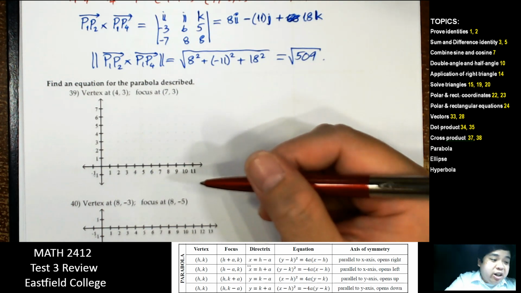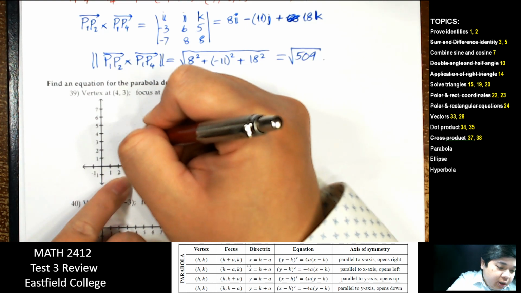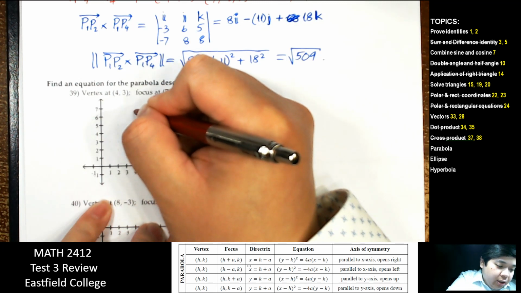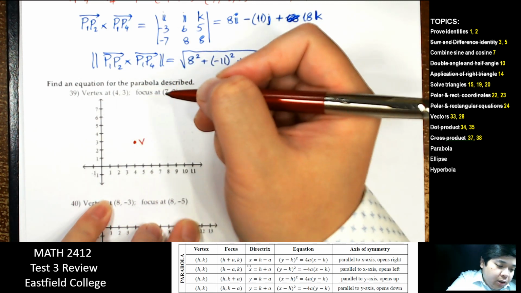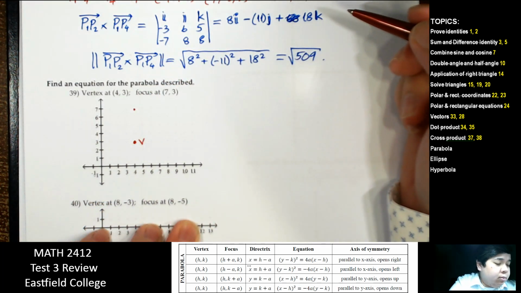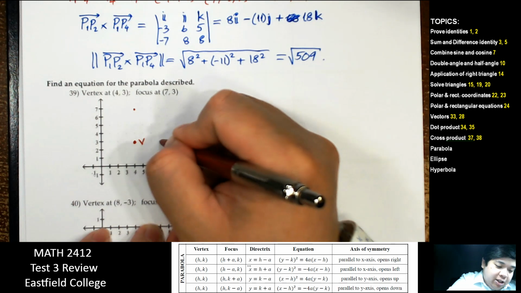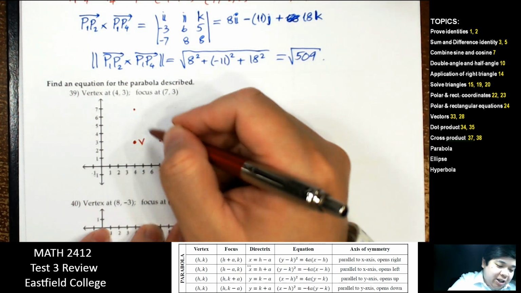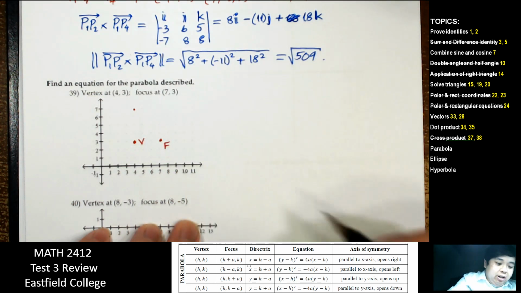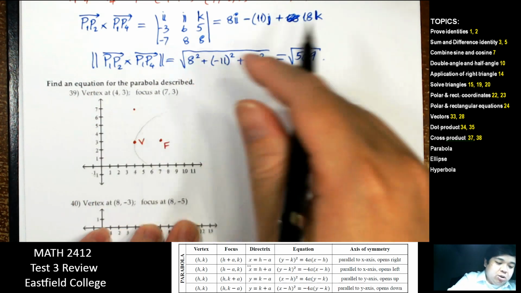So doing 39 here. The vertex is 4 and 3. And the focus is 7 and 3. I mean this. So 4 and 3, 7 and 3. So this will be the focus. Next, since the graph will go through the vertex and around the focus, it will be like this. Just get a sketch. So kind of like that.